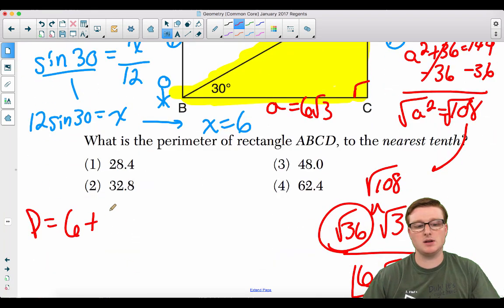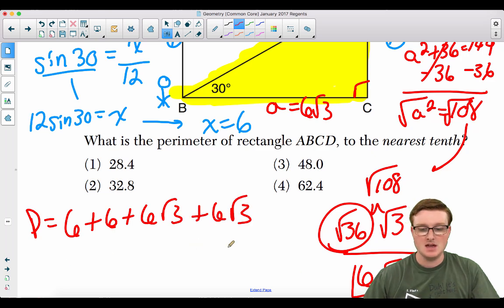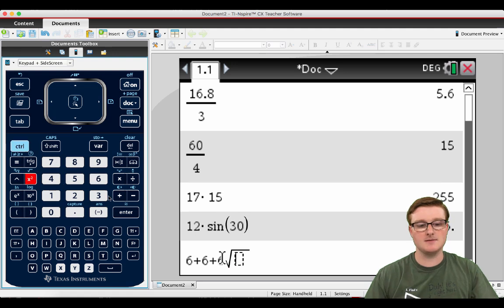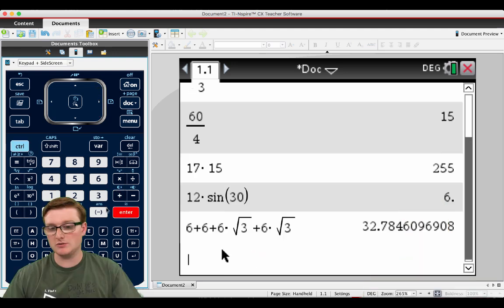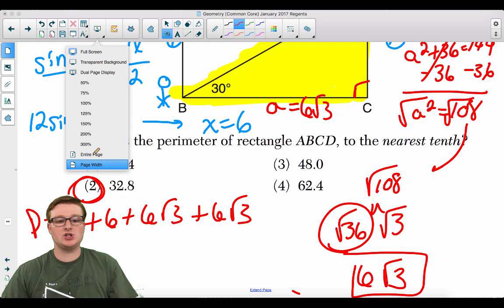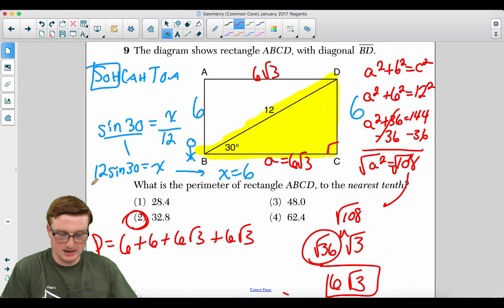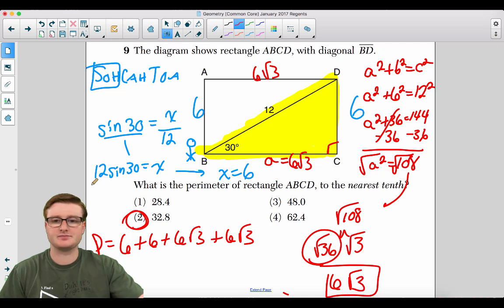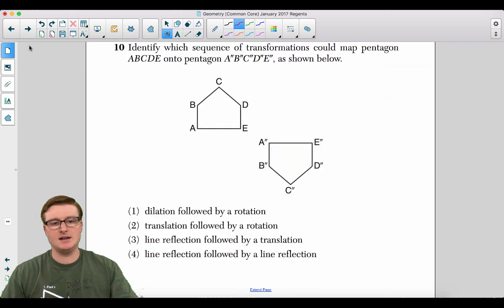So I'm taking 6 plus 6 radical 3 plus 6 radical 3. When you type that into your calculator, you get 6 plus 6 radical 3 plus 6 radical 3. And that is going to yield an answer of 32.8 when you round it. 32.8. Choice 2 is the answer to number 9. Again, a lot of work for a simple part 1 question. Moving on to number 10.